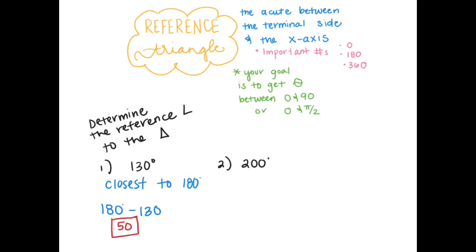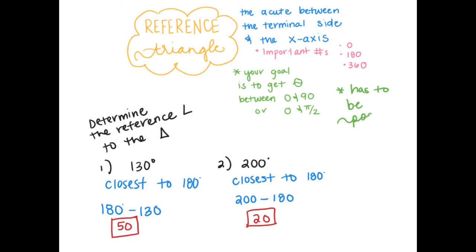Now let's take a look at 200. This one is still close to 180, but this time it's in the third quadrant. So I'm going to take that 200 and subtract 180 this time to get my 20. So side note, you want to try to make sure your reference angles inside of your triangle are positive. Number 3, this time we're going to take a look at negative 23. Biggest thing here, just change that sign because you don't want to have any negatives. So we're going to have positive 23.